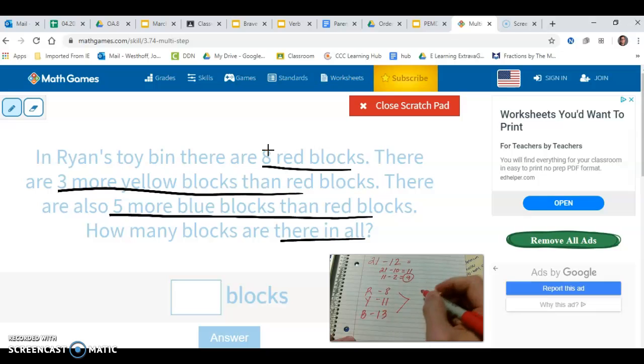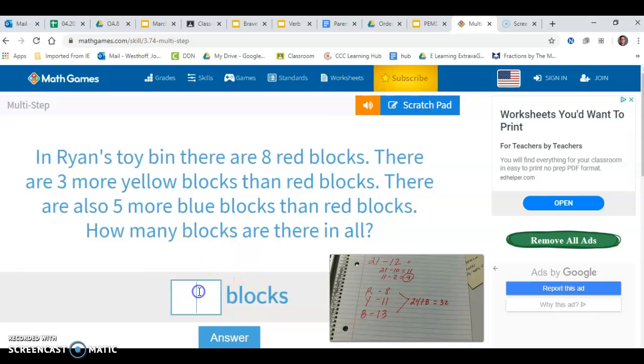Now, in all, I have 11 plus 13 plus 8. I know 24 plus 8 is 32. I'm going to close my scratch pad. 32.